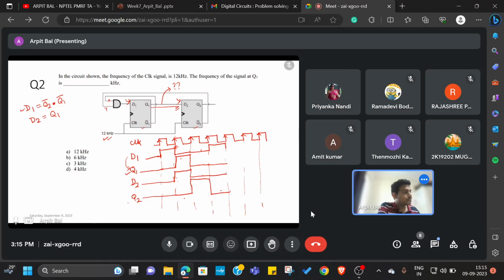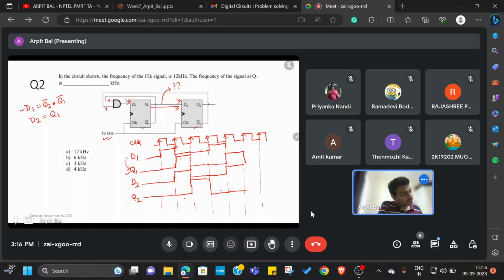Okay, let us evaluate just one more state. Now q1 is going to take the previous value of d1. The previous value of d1 is 1, so I'll make it a 1. And d2 is going to follow q1, and q2 will take the previous value of d2, that is 0, so let it stay at 0.